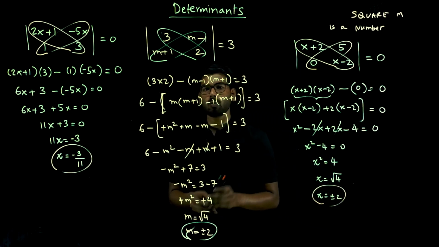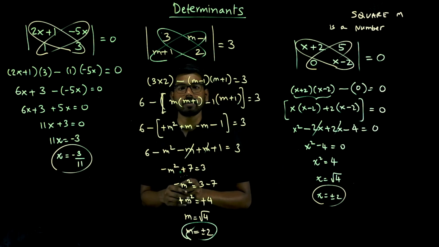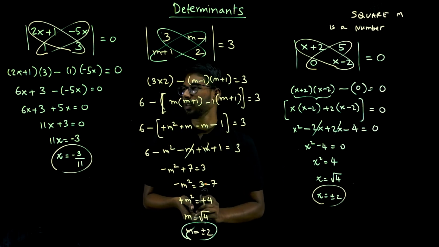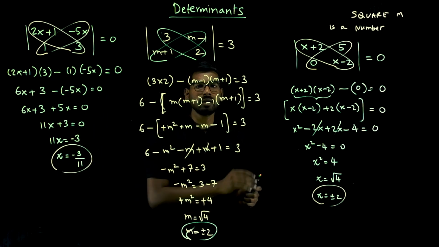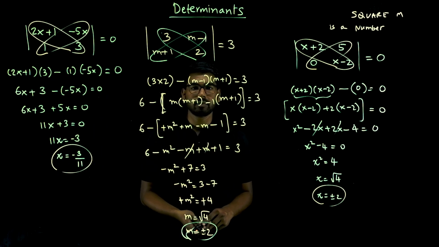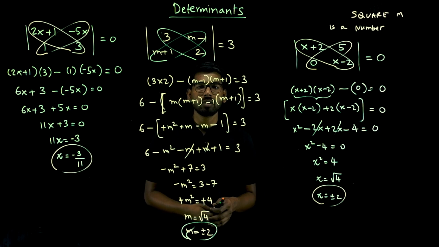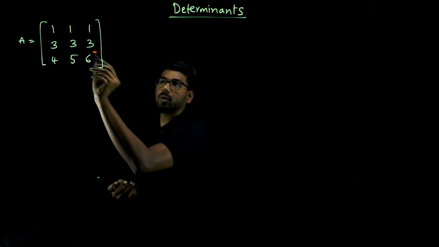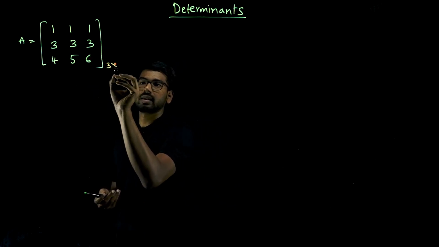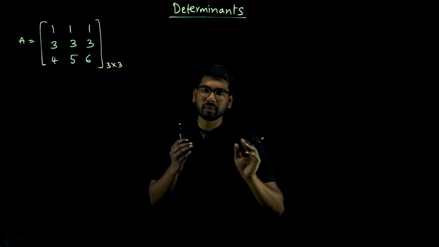Okay, so 1 mark definitely ಈ question ಬರುತ್ತೆ ನಿಮಗೆ DCET ಅಲ್ಲಿ for multiple choice. Just open the determinant, solve for x or m and you will get one number. Okay, so next we will move on to 3 cross 3 matrix determinants ಅಂತ ನೋಡೋಣ. ಓಕೆನಾ, ನೆಕ್ಸ್ಟ್ ಈಗ 3 cross 3, 3 rows 3 columns, 3 cross 3 matrix determinant ಕಂಡುಹಿಡಿಯೋಣ.